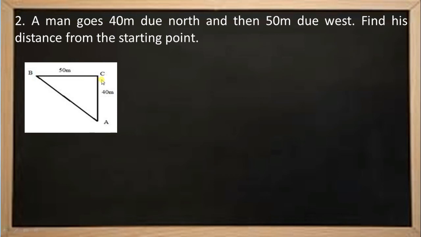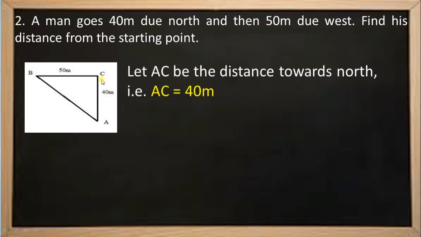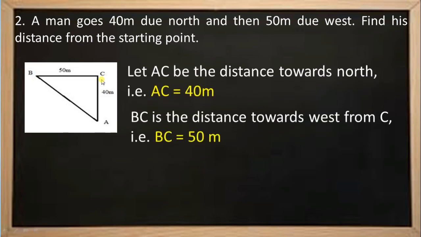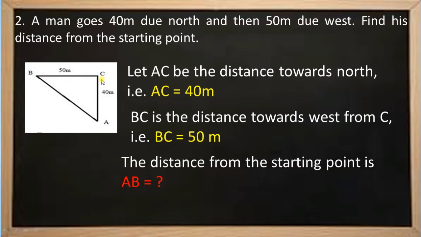So with the help of this diagram, we can easily note down that at point C, there is a right angle. So hence we can say that AC is the distance towards north and BC is the distance towards west from C.